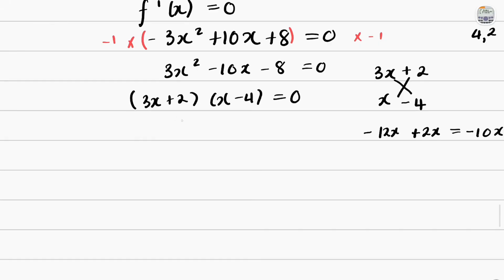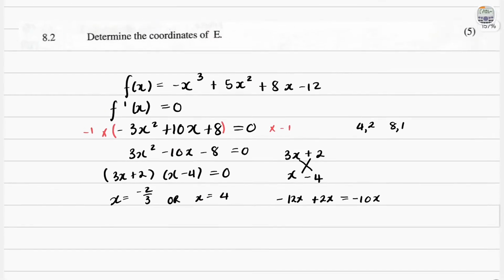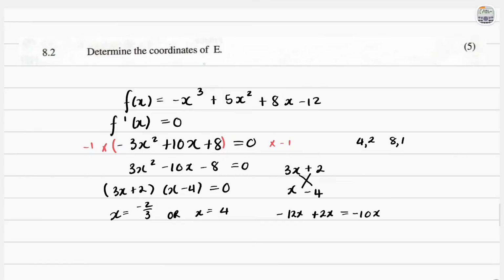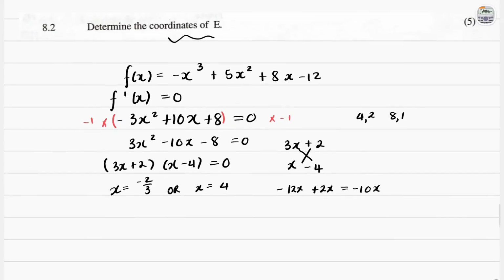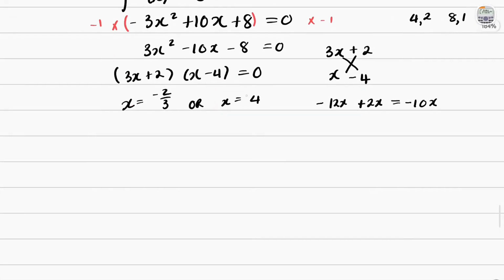And so therefore, to solve for x, we'll say 3x plus 2 equals 0. So 3x is equal to -2 when you transpose. And if you divide both hand sides by 3, x is simply equal to -2 over 3. Or here x is equal to 4. And those are our answers. Now we need to find which one specifically belongs to E. So remember that E was on the positive part, right? So this is what we're going to take for E.